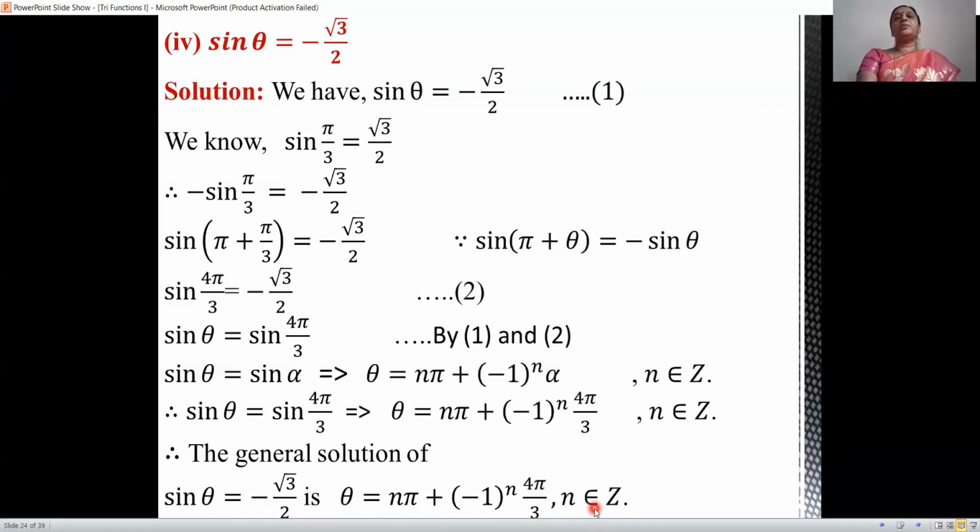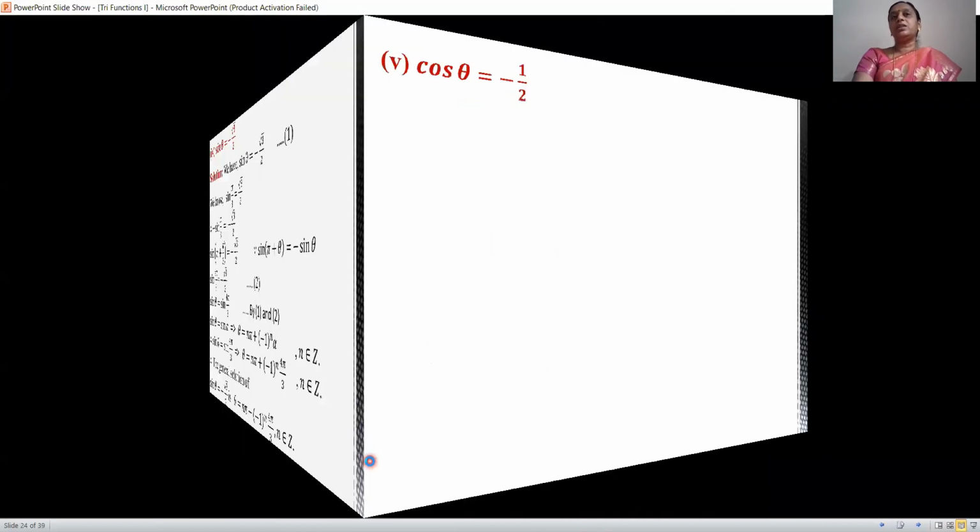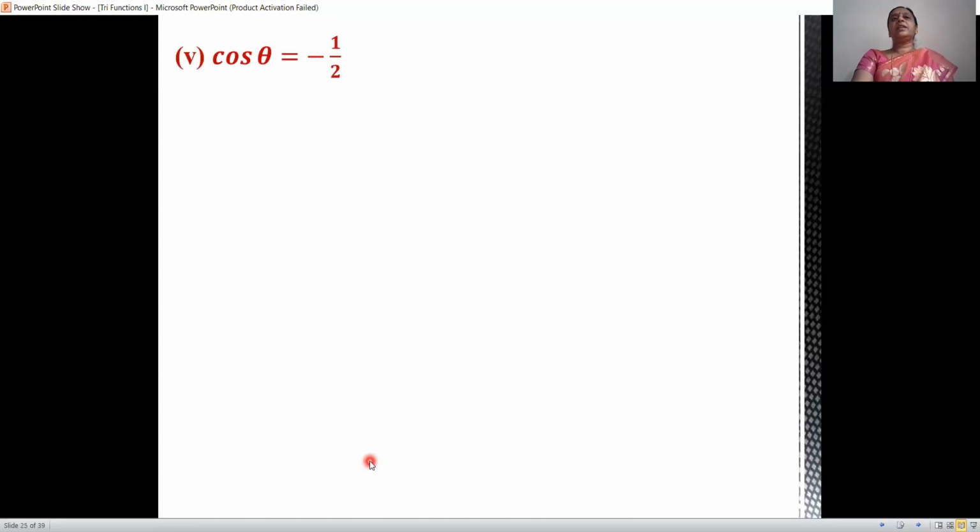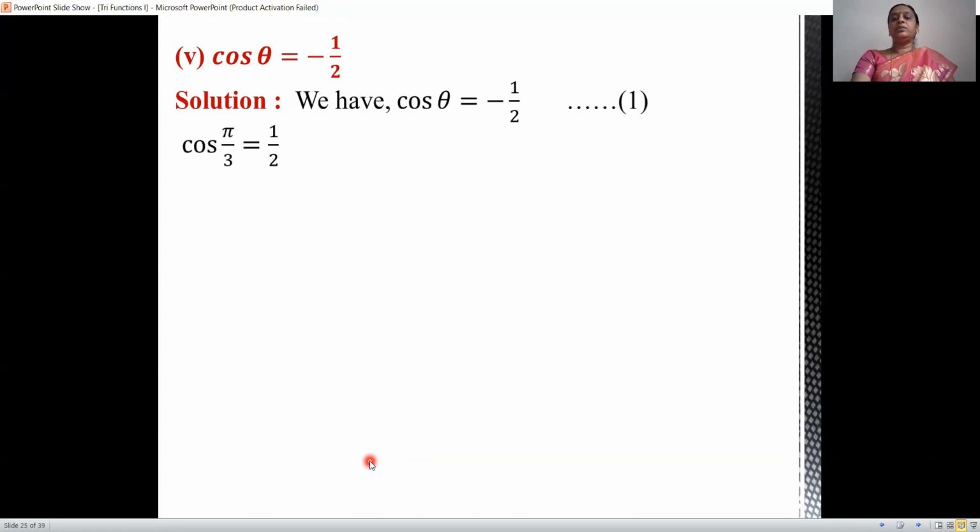Means in all these problems, we are converting the function into the standard form which is given in the remark, and then we are finding out the general solution. Consider the next example. Cos theta is equal to minus half. Again go to your table 0 to 360. Where will we get the value half? We will get at cos pi by 3, the value of cos theta is half.